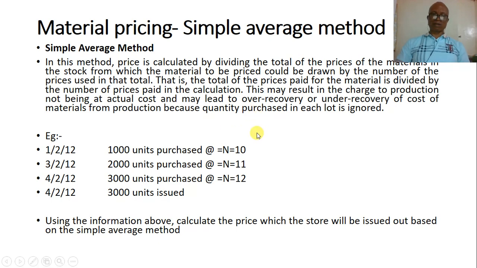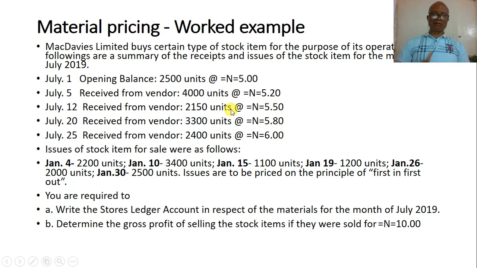Okay, now let's look at some worked examples. I have only one part specifically, but of course replicated in two places based on what we have there. McDavis Limited buys a certain type of stock item for the purpose of its operations. The following is a summary of the receipts and issues of stock item for the month of July 2019.